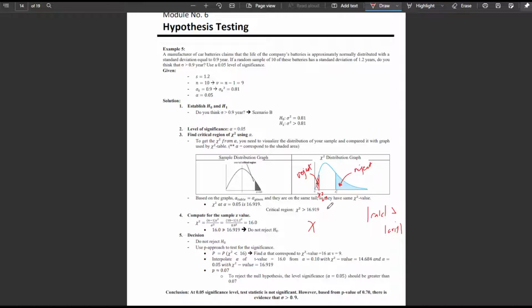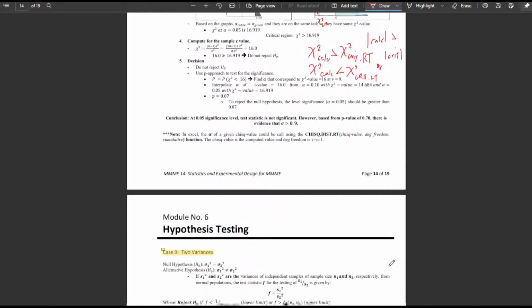So, pwedeng ang mangyari is, we have chi-squared calculated is either greater than the chi-squared critical of the right tail, or chi-squared calculated is less than the chi-squared value of the critical value of the left tail. So you have to check both, no? So it's an or condition. So kung pwede siyang pumasok ka sa left side or pwede rin pumasok ka sa right side. Okay?